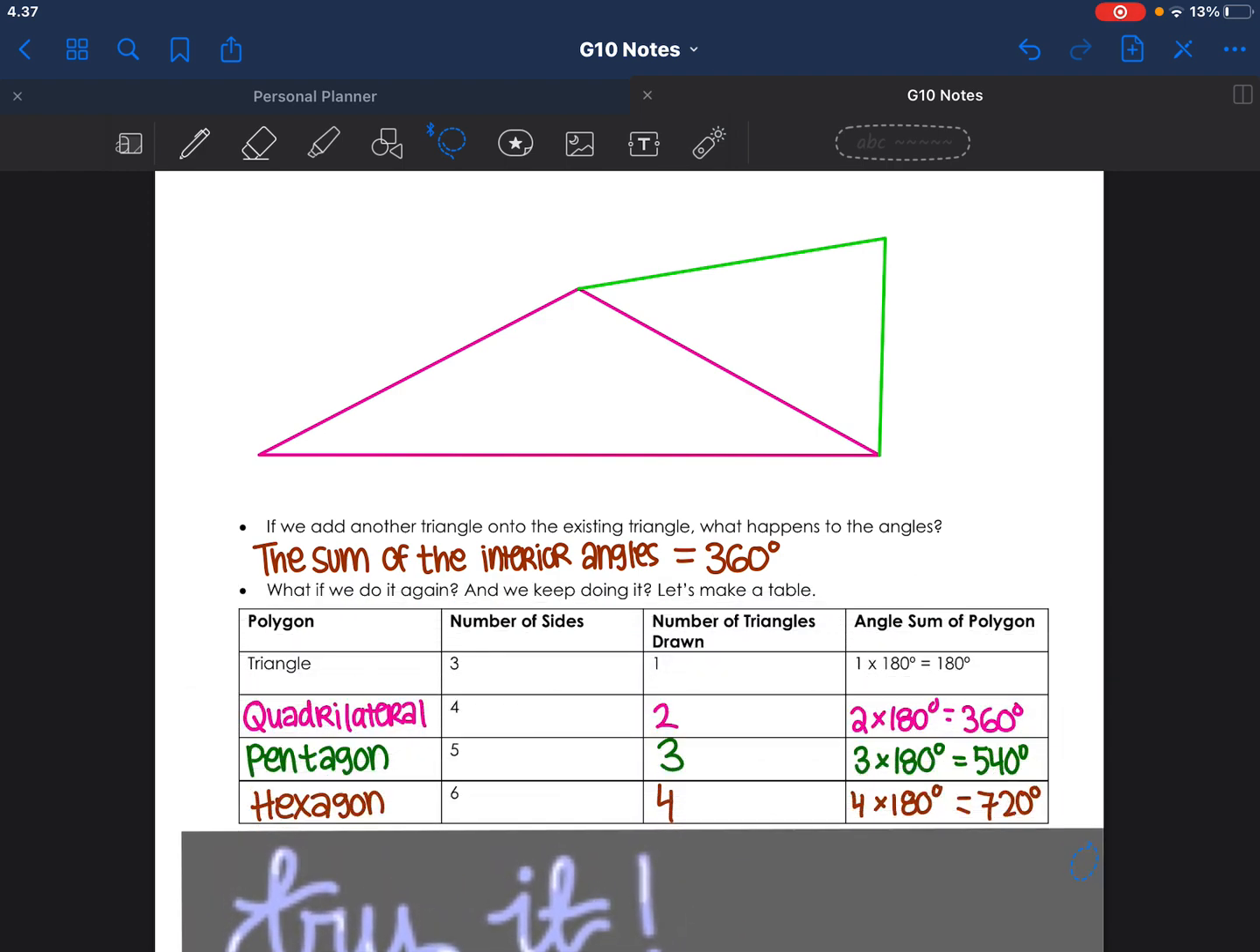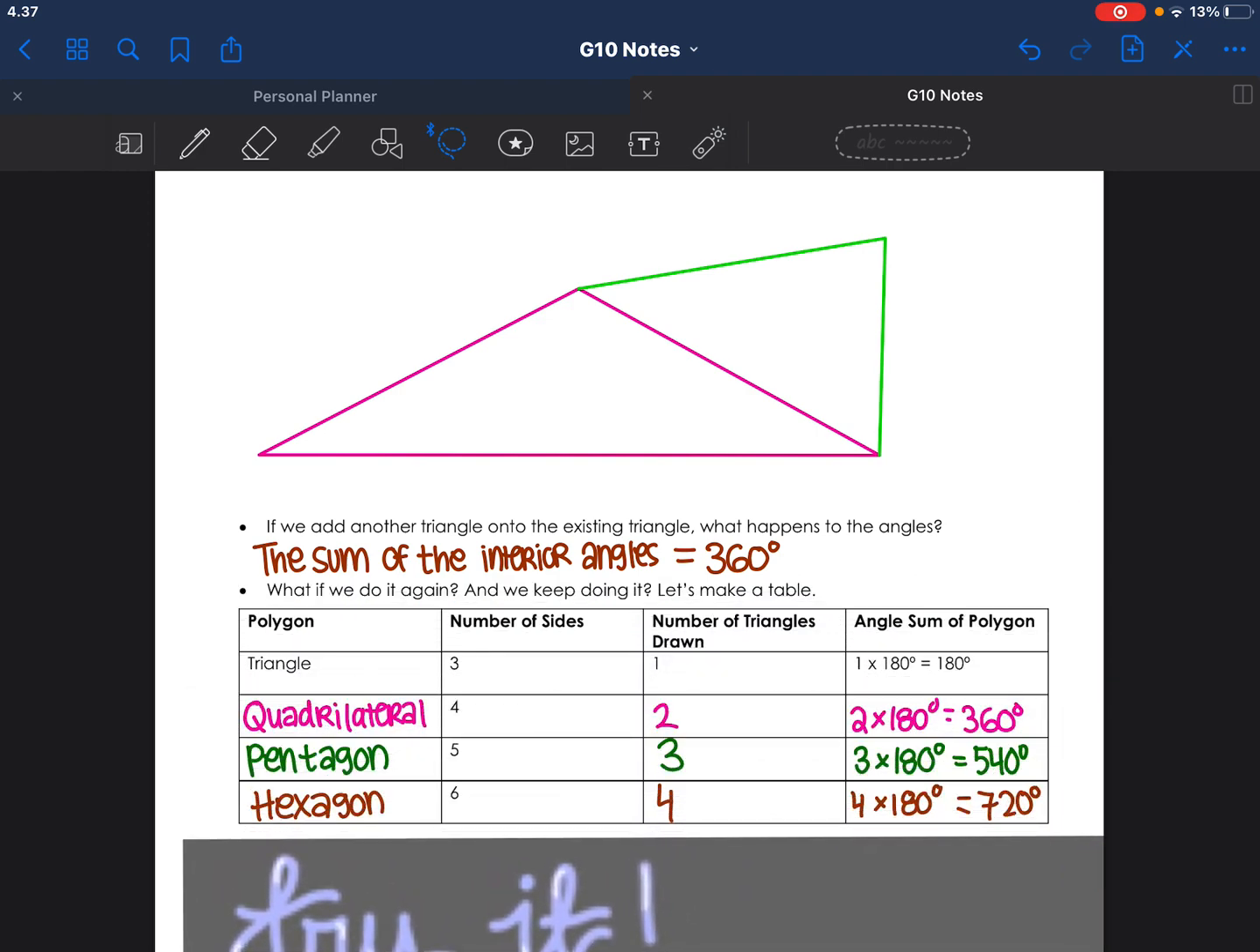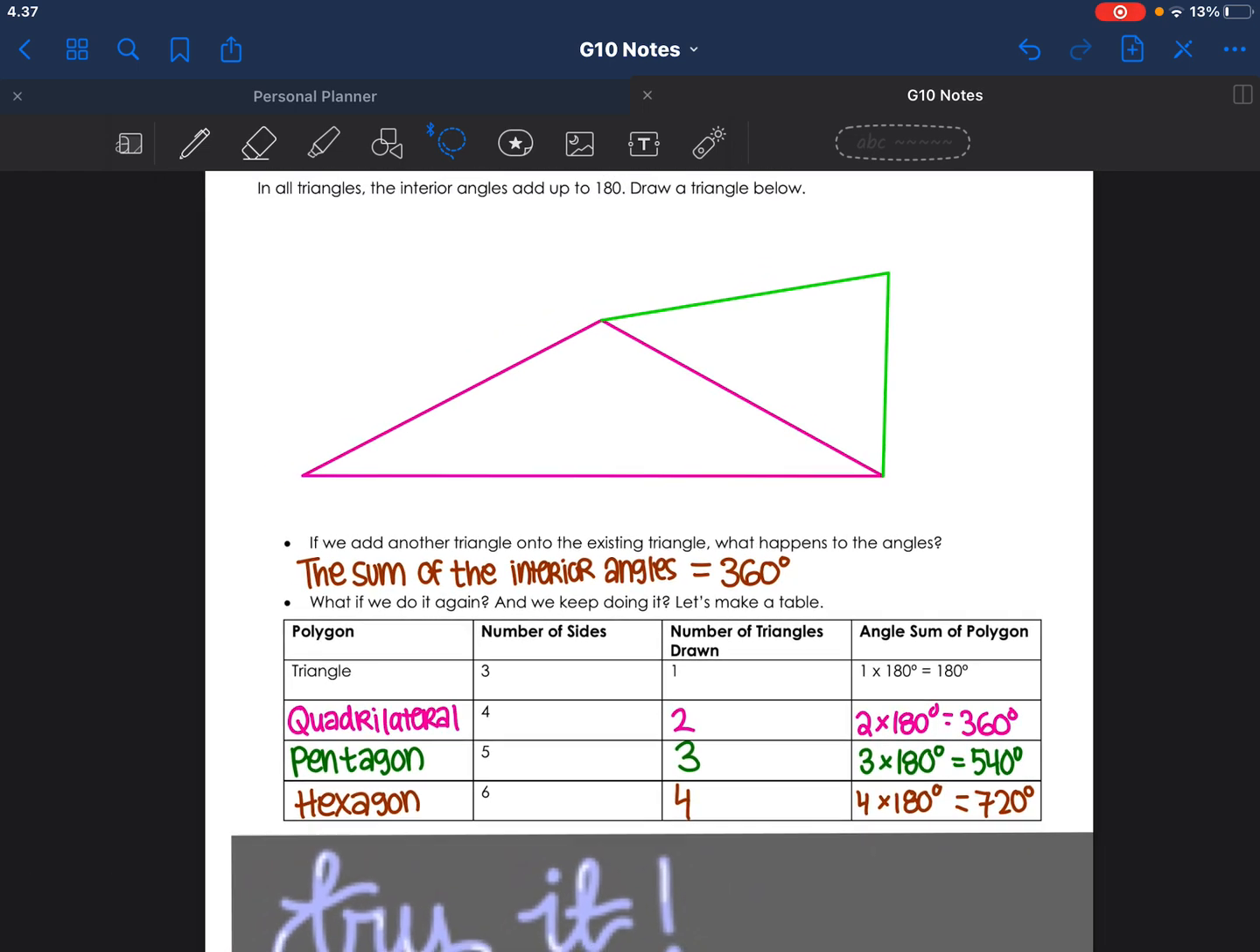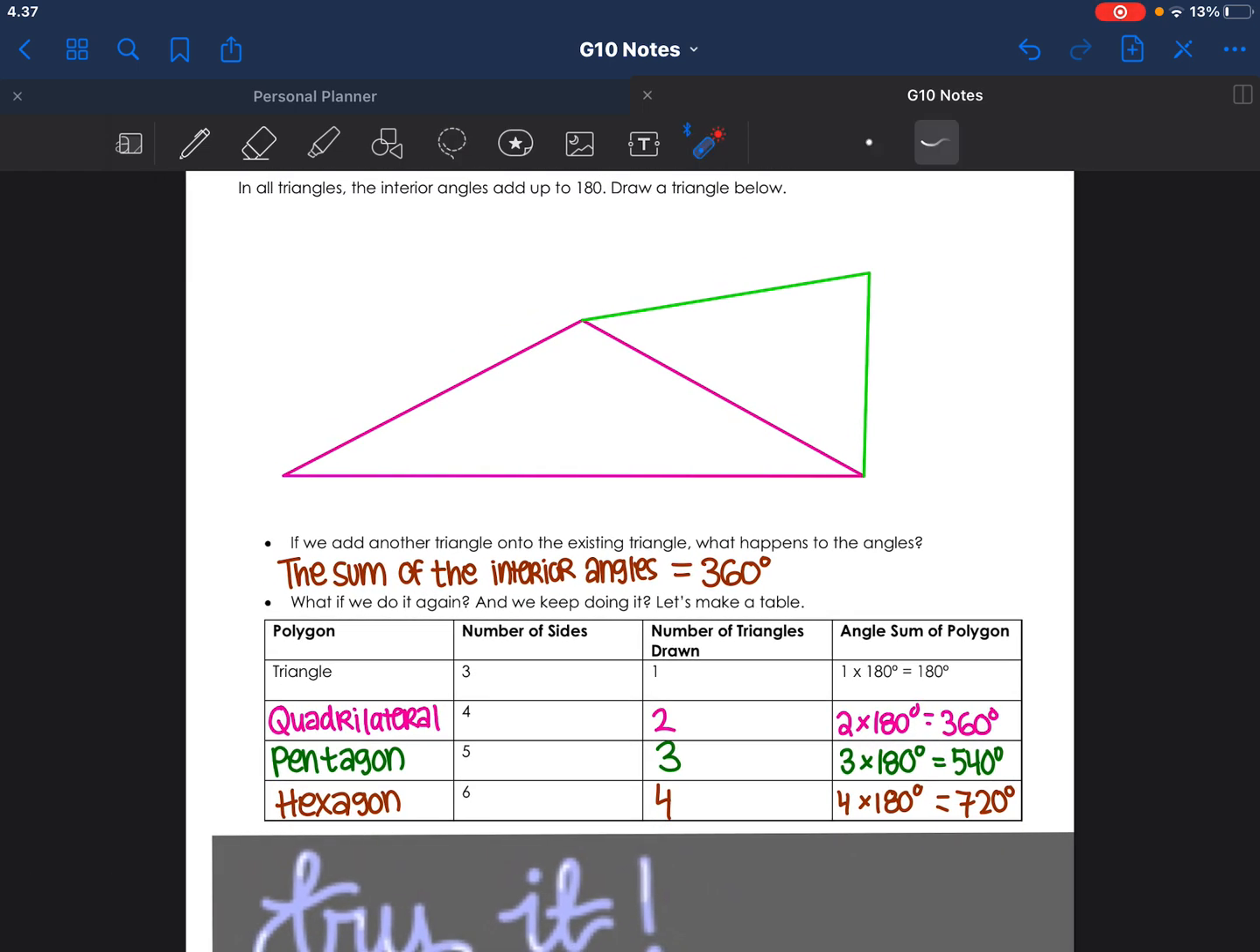So what if we do it over and over again? Okay, so this one here has 1, 2, 3, 4 sides, right? So the number of sides is 4. So we have 2 triangles. And then the angle sum of this polygon here is 360, because 180 times 2.